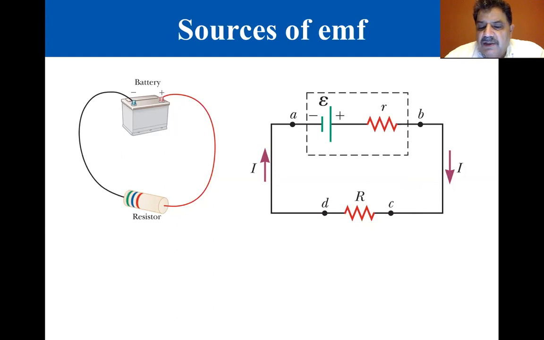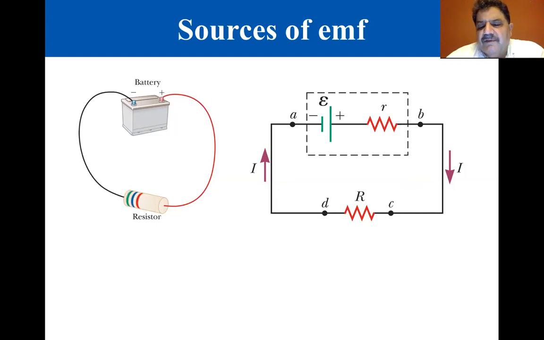If we neglect the internal resistance of the battery, the potential drop across the battery, the terminal voltage, equals the EMF of the battery. Because a real battery always has some internal resistance, the terminal voltage is not equal to the EMF. In the diagram, the battery represented by the dashed rectangle consists of a source of EMF in series with an internal resistance little r.